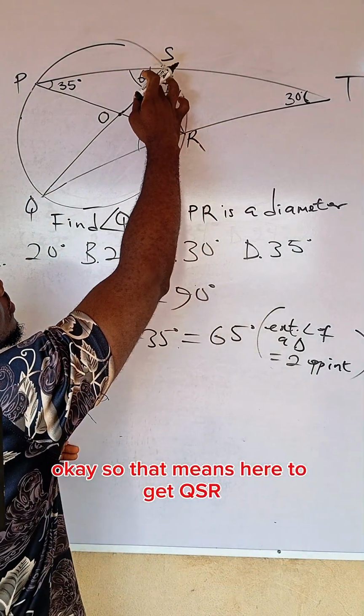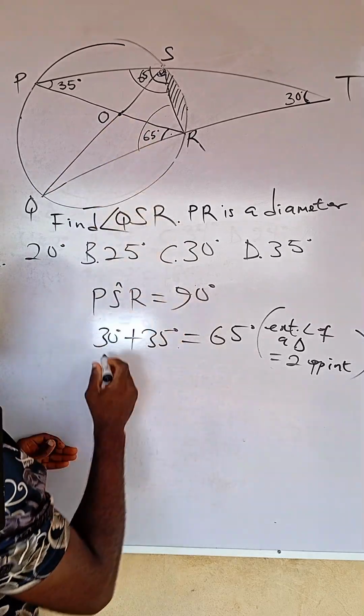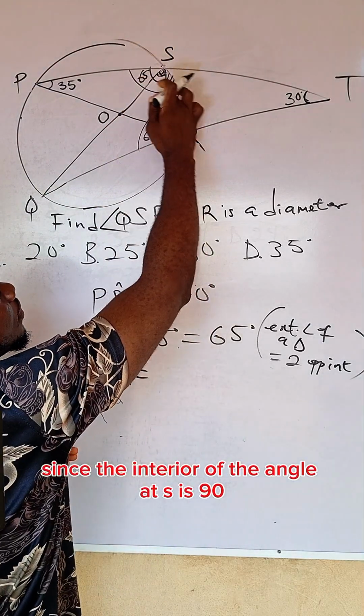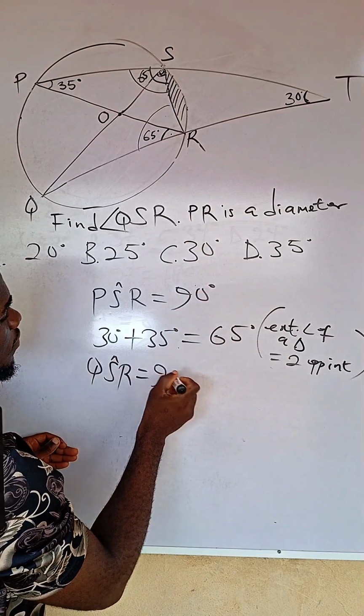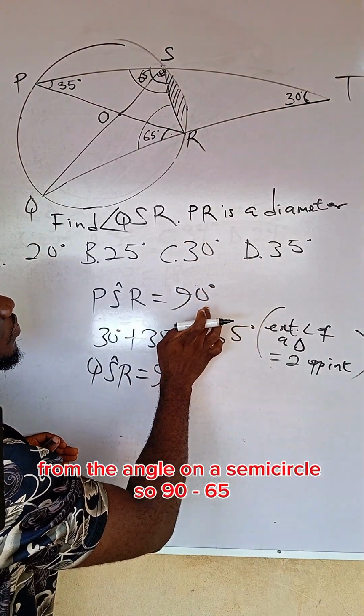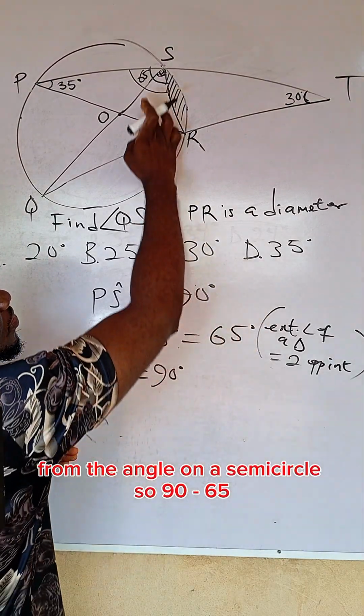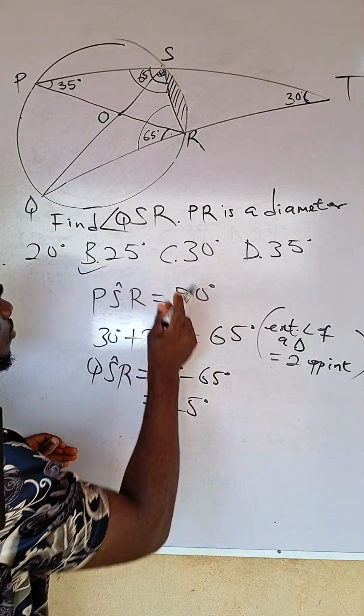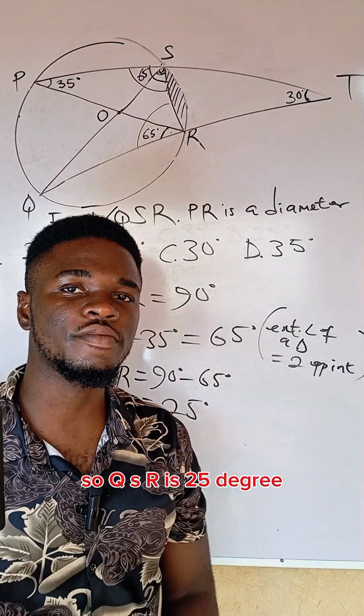Okay, so that means to get QSR is going to be, since the entire angle at S is 90 from the angle on a semicircle, 90 minus 65, which is what? 25 degrees, and this is the correct option. So QSR is 25 degrees.